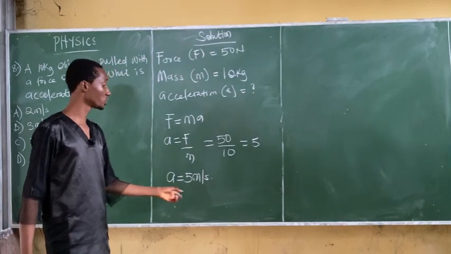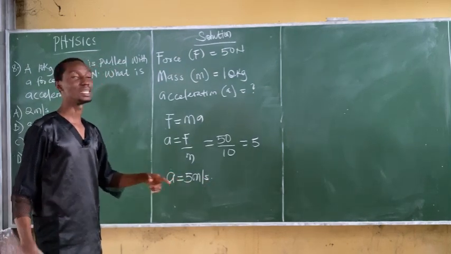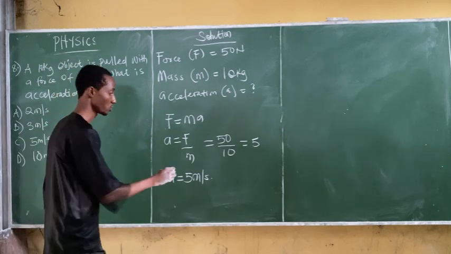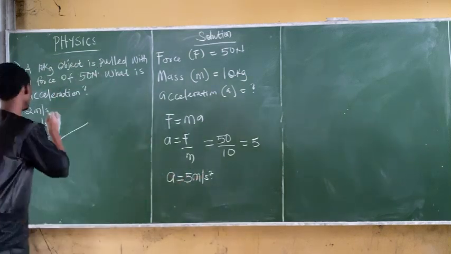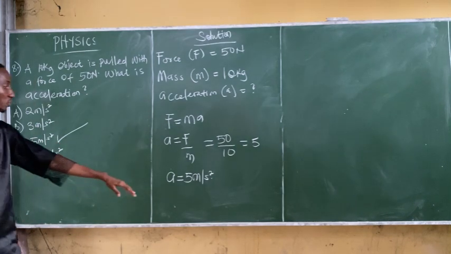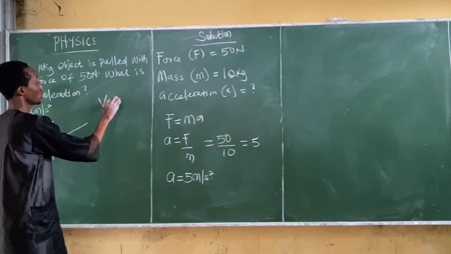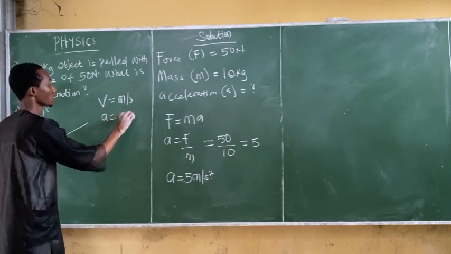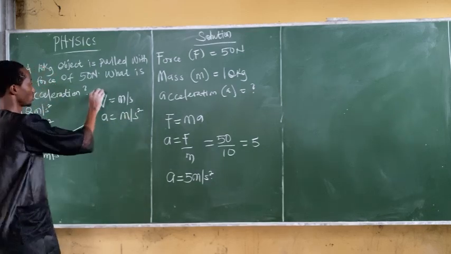The SI unit for velocity is meters per second, while the SI unit for acceleration is what? Meters per second squared. So this is meters per second squared. This is squared. Don't make that mistake when solving. Velocity, the SI unit is meters per second. Acceleration is meters per second squared.